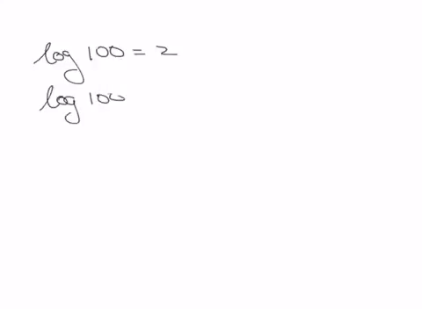So what we've got here is log 100 equals 2. If you want to find the log of 100, all you have to do is type in 100 and hit the log key. That's finding the logarithm because we're looking for the exponent to put on 100.